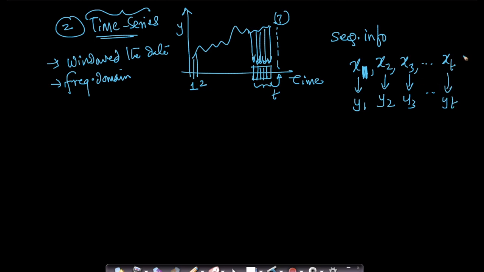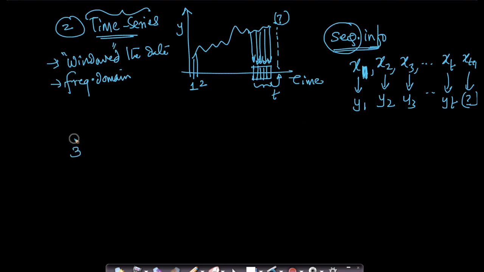And your point is, given a new xt plus 1, you want to predict what the next yt plus 1 would be. So time series prediction is also actually a sequence prediction problem, because the information is sequential, because one comes after the other, right? We have partially used that sequence information by windowing the data, right?